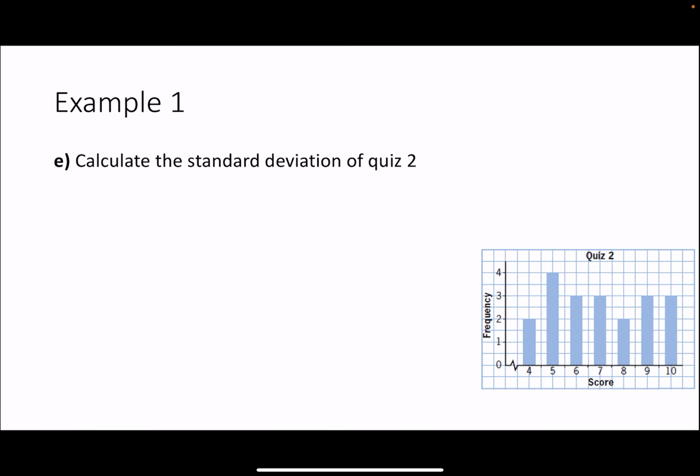So calculate the standard deviation of quiz 2. The first thing we want to do is calculate the mean, right? So step 1, calculate the mean.